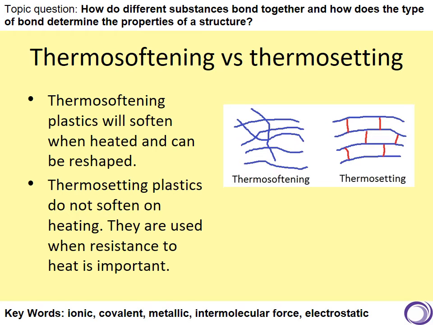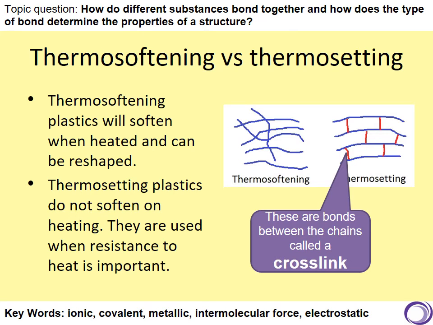Thermal softening versus thermal setting then. Thermal softening plastics will soften when you heat them and you can reshape them, whereas thermal setting plastics do not soften when they are heated, and they are used when you need something that's resistant to heat. If you notice here, there are bonds between the chains. These are called crosslinks.